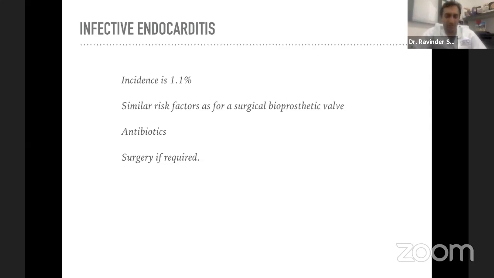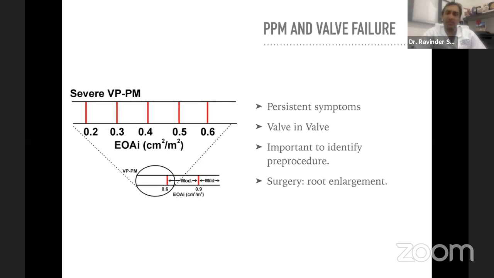The reason is if you do a redo TAVR in presence of infective endocarditis, the vegetation is still there and it can infect the new valve as well. Patient prosthesis mismatch and valve failure.